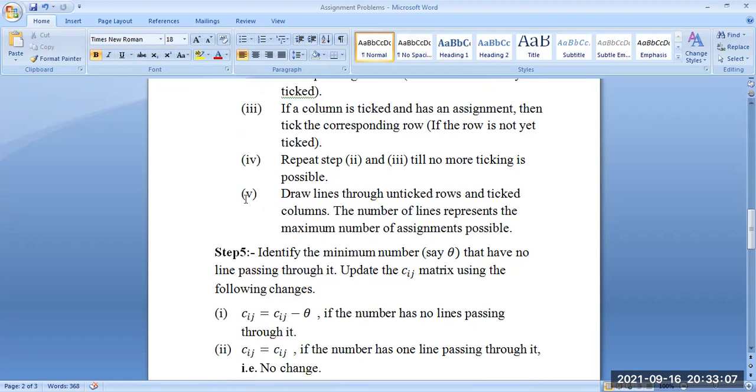Then 5th step is also important. Draw line through unticked row. अब जितने भी unticked row होंगी, जिनको टिक किया उनको छोड़ के जो बाकी बची हुई रोज है, what we do, draw, हम उनके अराउंड उन रो के ऊपर लाइन लगाएंगे. Draw line through unticked rows and ticked columns, जो कॉलम टिक किए हुए हैं.